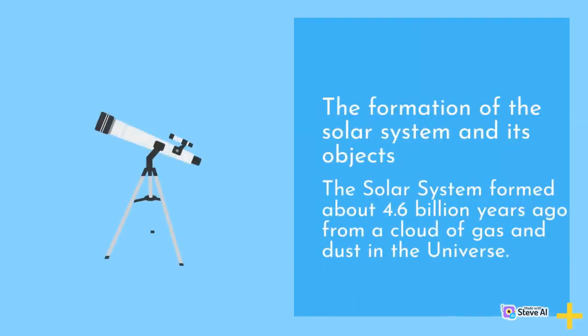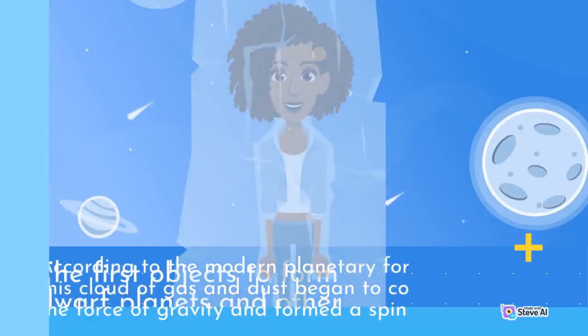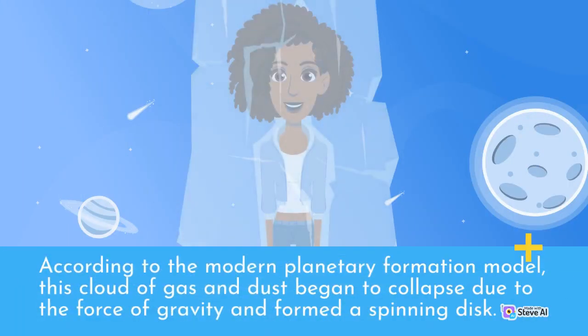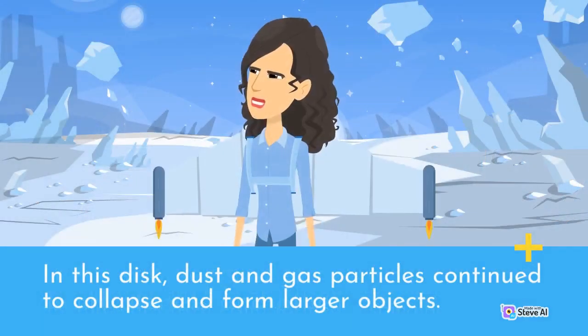The formation of the solar system and its objects. The solar system formed about 4.6 billion years ago from a cloud of gas and dust in the universe. According to the modern planetary formation model, this cloud of gas and dust began to collapse due to the force of gravity and formed a spinning disk. In this disk, dust and gas particles continue to collapse and form larger objects.